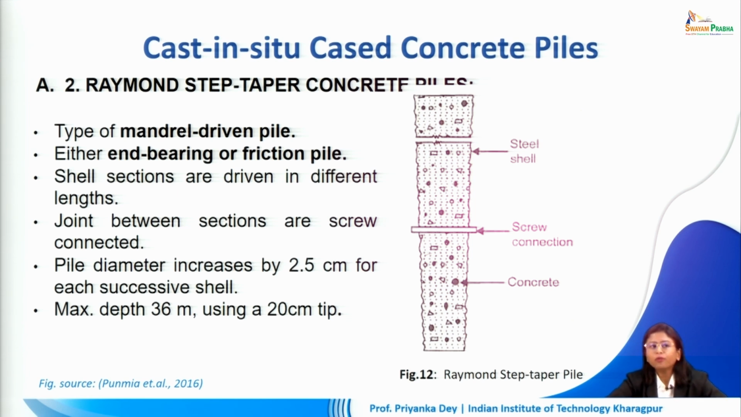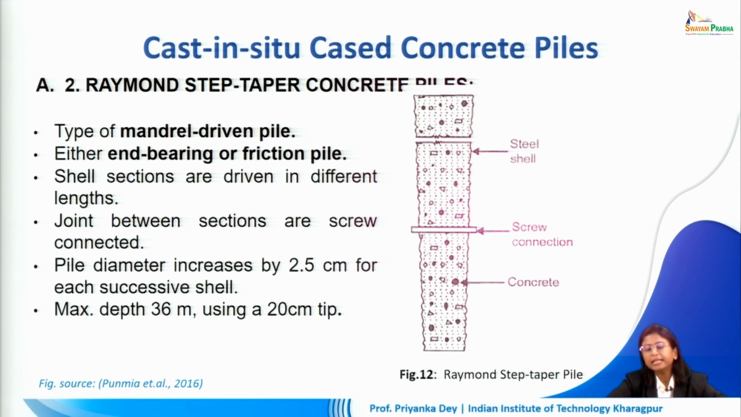If we are trying to go for a deeper pile, in that case the standard Raymond pile is not going to work. We are going to have to go for a step tapered concrete pile. So this type of mandrel driven pile has to be made in small parts and then it has to be connected using screw connection. So the shell sections are driven into different lengths. The joints between the sections are screwed together and the pile diameter increases by 2.5 centimeters for each successive shell. The maximum depth we can go for is 36 meters using a 20 centimeter tip.